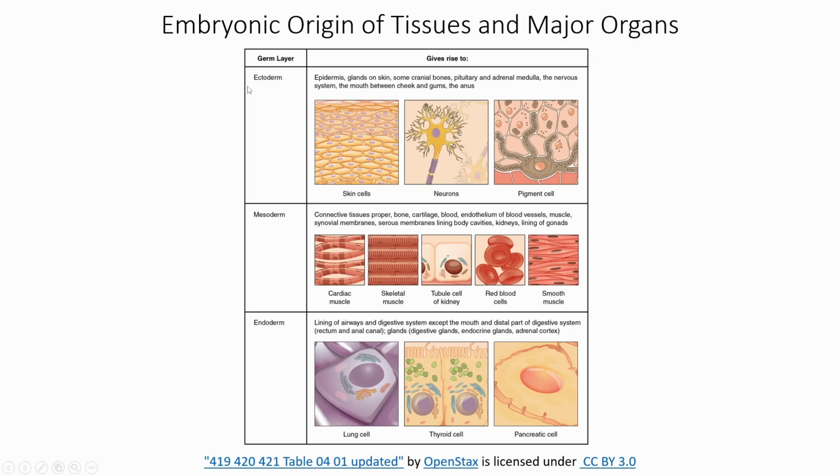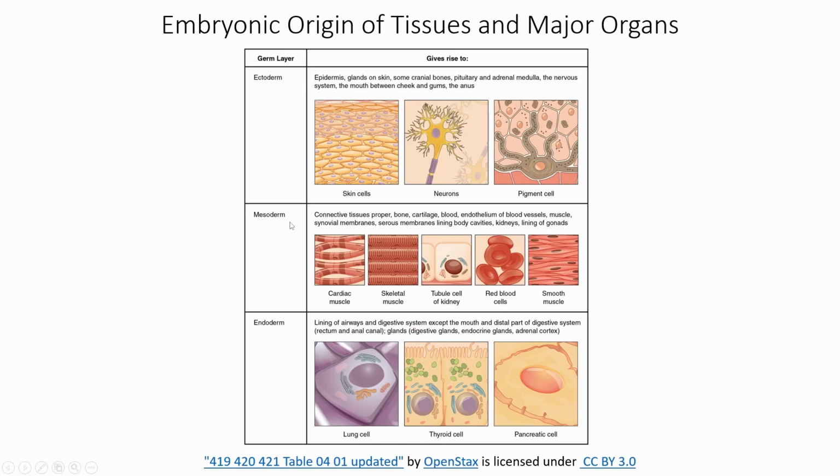If you are an ectoderm cell, then you are limited to becoming only the things that are in this box here. So things like the epidermis, glands on the skin, some of the bones found in the cranium, the pituitary, the adrenal medulla, the nervous system, and then the inner lining of the anus and the mouth and whatnot. So you're limited, if you're an ectoderm cell, to just becoming one of these types of cells.